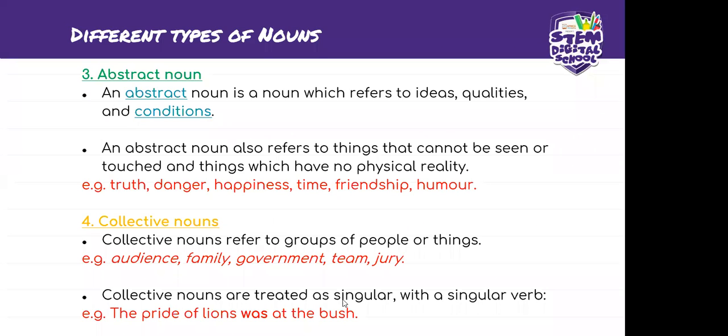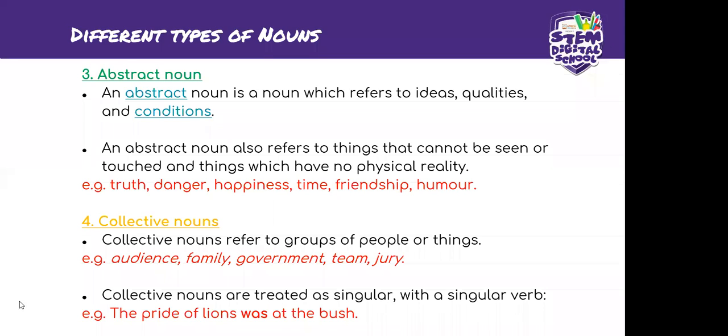Collective nouns are treated as singular and we use a singular verb for them. Here's an example. The pride of lions was at the bush. So you realize, okay, pride is a collective noun of lions. Was is an auxiliary verb in singular form. So it shows that we only have one group of lions. It doesn't matter how many lions there are, it is only that one group of lions. Therefore, it is a pride, one pride of lions.